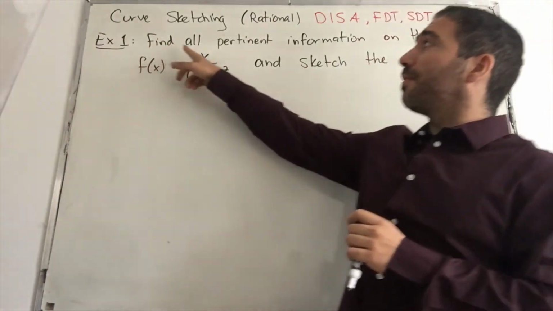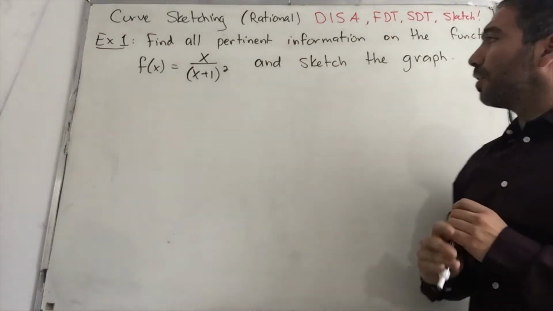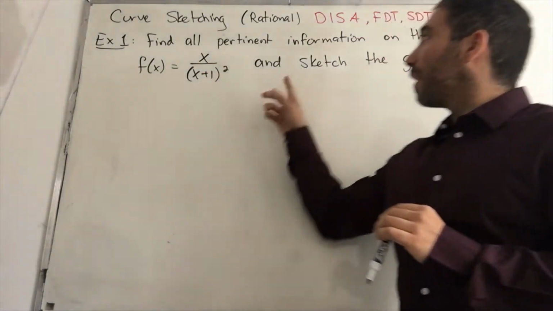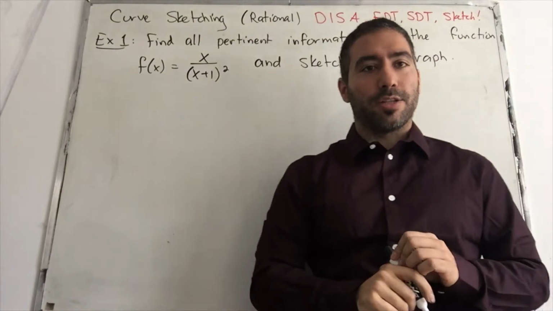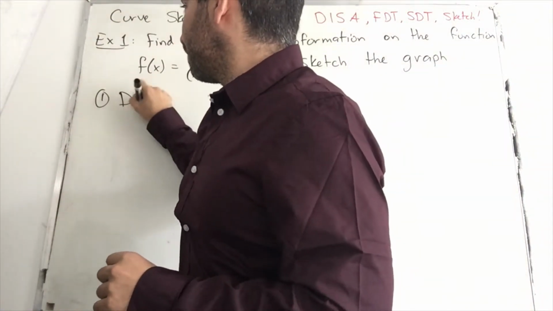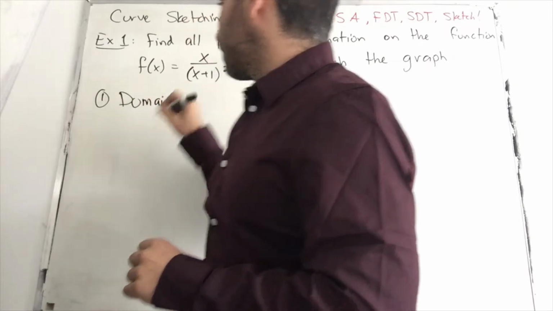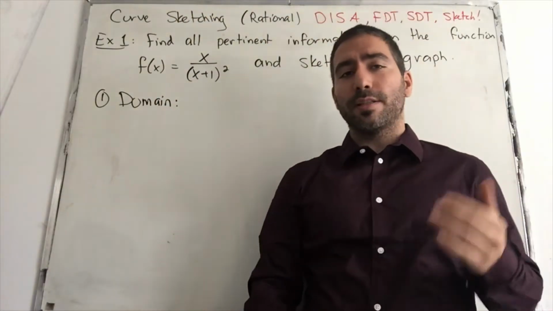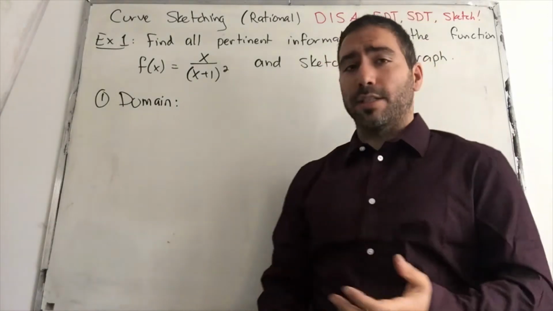So example 1: find all pertinent information on the function f of x equals x over (x plus 1) all squared, and sketch it. Let's start with the domain. So step 1, domain. What's the domain of this function? Essentially what you're looking for is where does the function not exist? Where do we have issues?